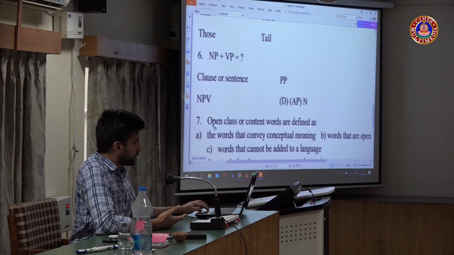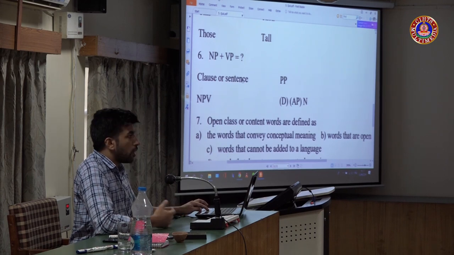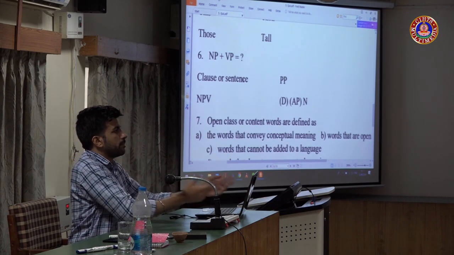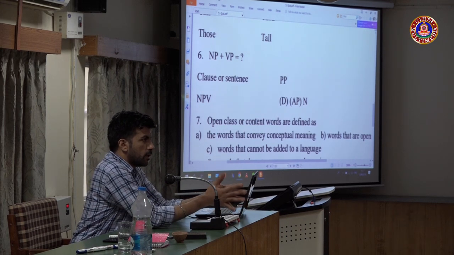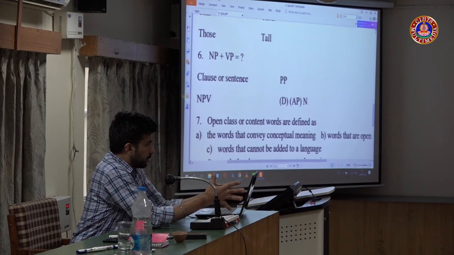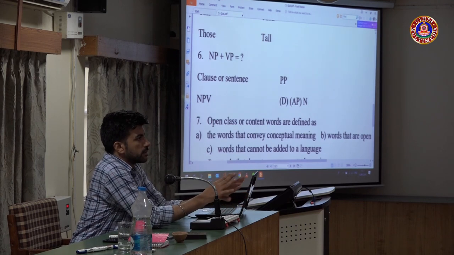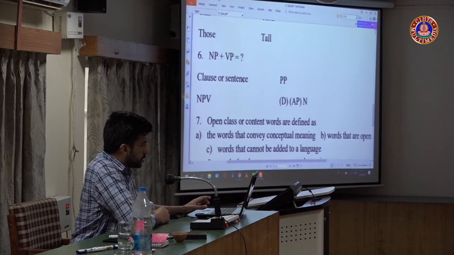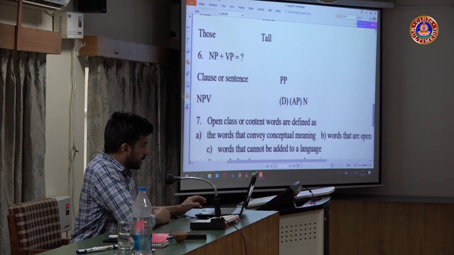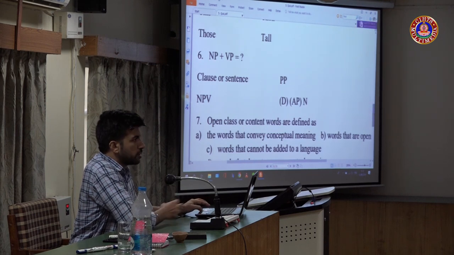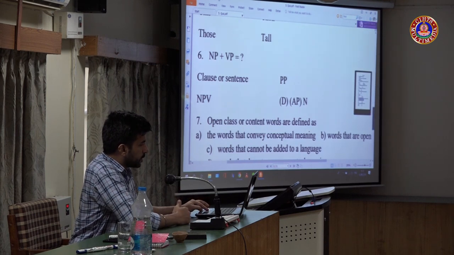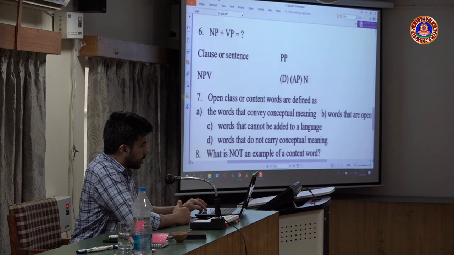Prepositional phrase, never. Clause or sentence. Because I mentioned that a phrase will not have a noun phrase plus verb phrase, but a clause has a complete construction. Sentence also. So what is the fourth one? Determiner, adverb, phrase, noun. No, this is not in the scene. Open class or content words. The thematic one I was talking about, that content words are carrying themes or meaning.